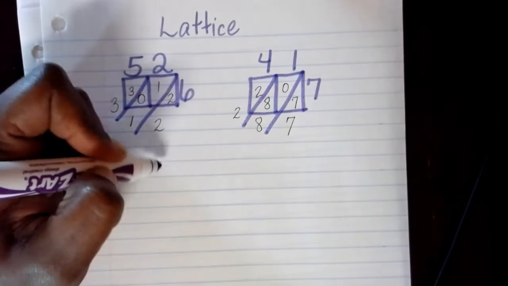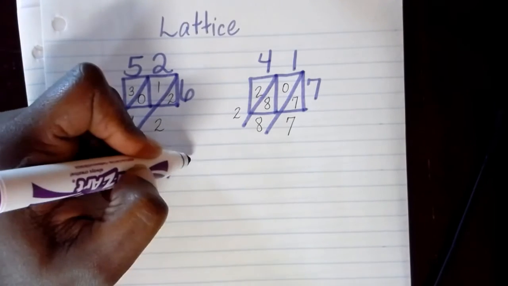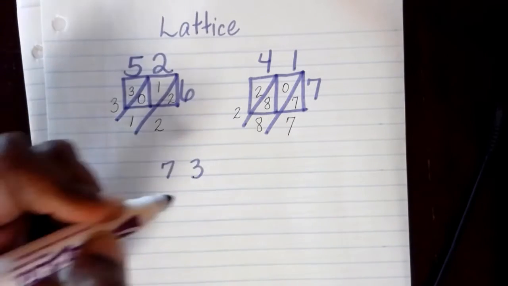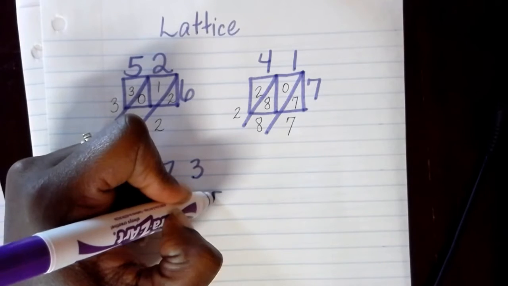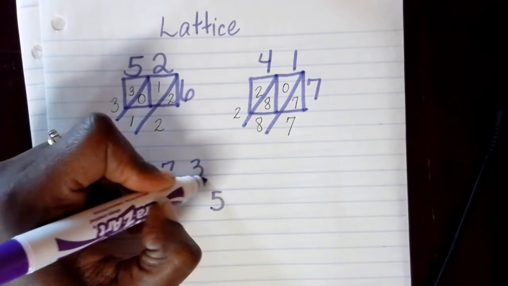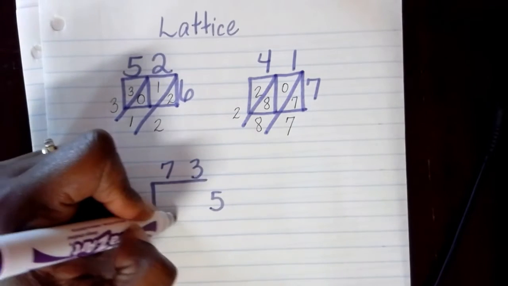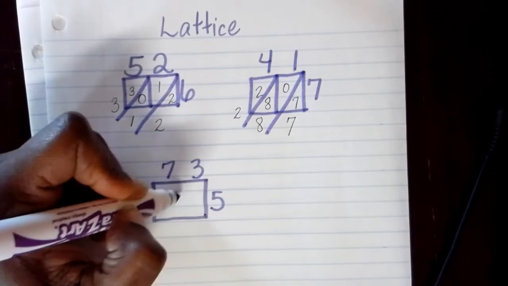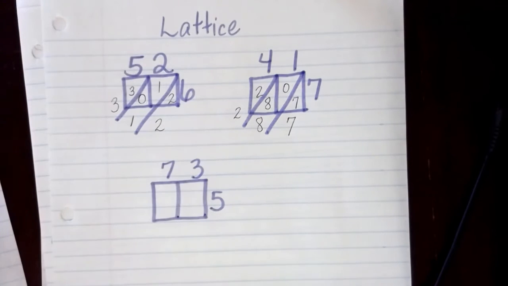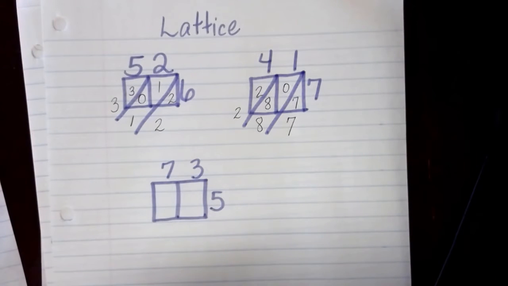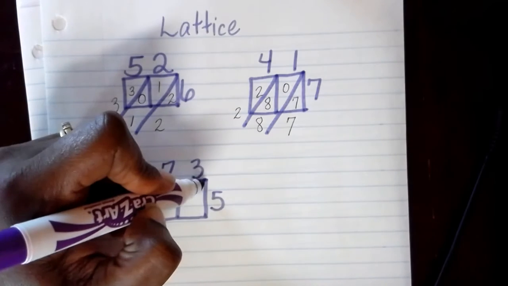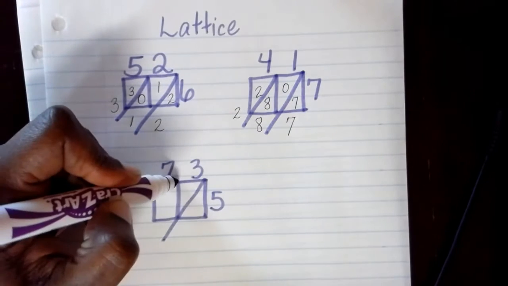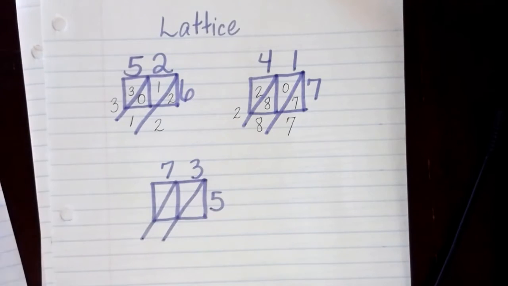The third example, 73 times 5. In this example, I still have 2 digits on the top, therefore I need 2 columns. I have 1 digit on the side, so I need 1 row. I will split each box with a diagonal line.